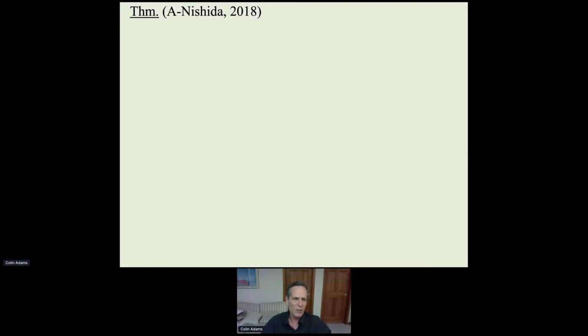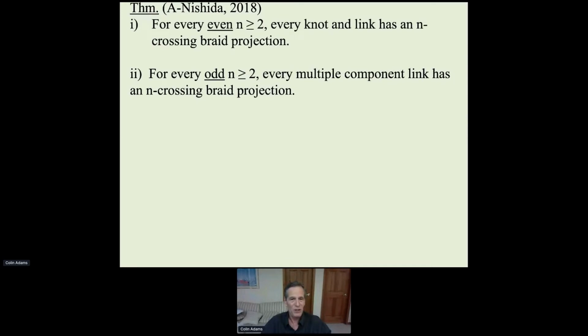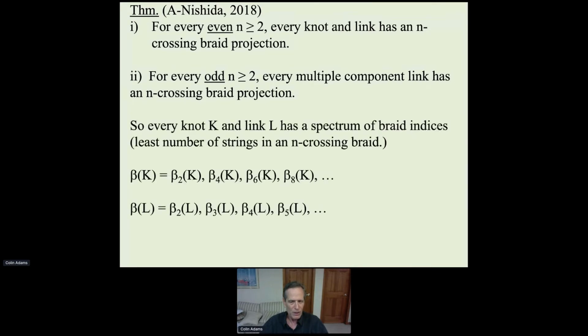But then Daishiro and I are writing a paper which has not yet appeared, which proves for every even n, every knot and link has an n-crossing braid projection. And for every odd n, every multiple component link has an n-crossing braid projection. So in particular, that means that we have a spectrum of braid indices, just the even ones for a knot and both even and odd for the links. And it is an open question to find the higher order braid indices for any knot or link.